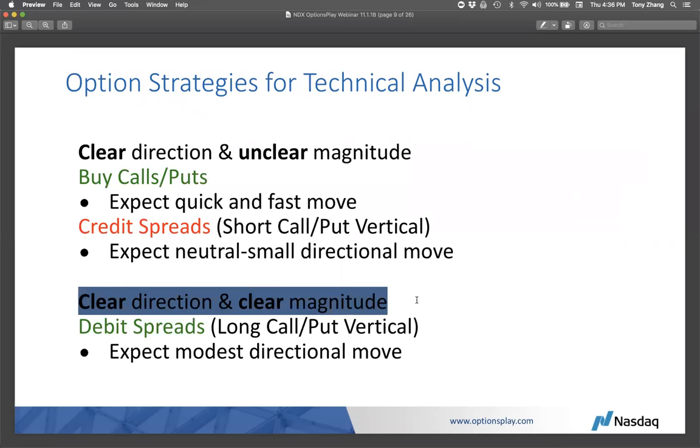There are many examples of technical analysis, such as support and resistance levels, where you have a pretty clear idea as far as when you should enter the trade, and you also have a pretty clear target price as to where you think that asset's going to go to.